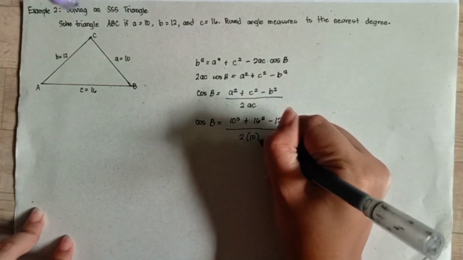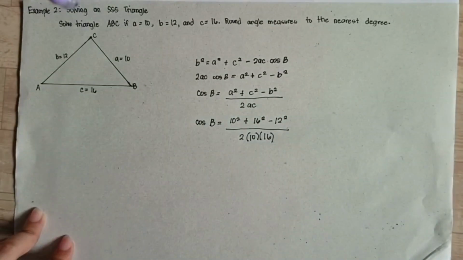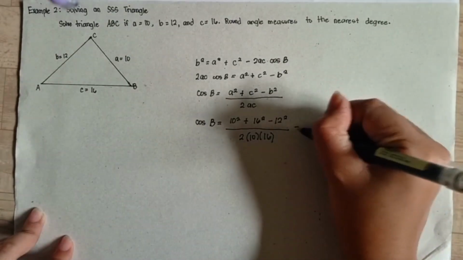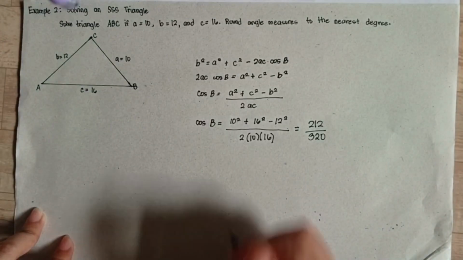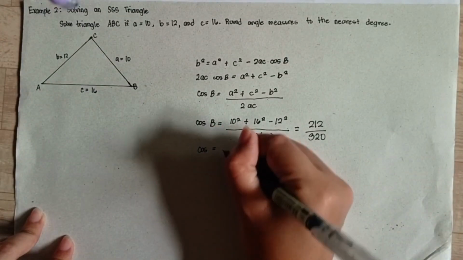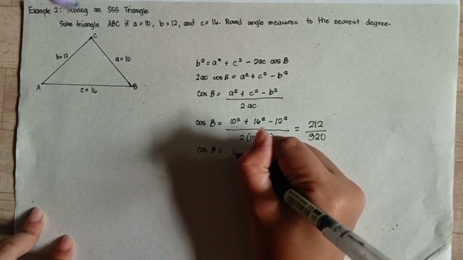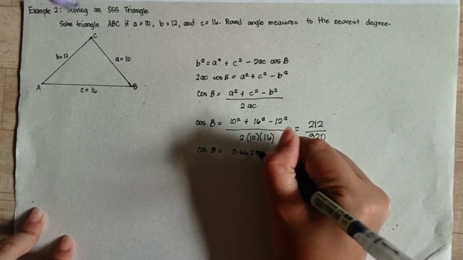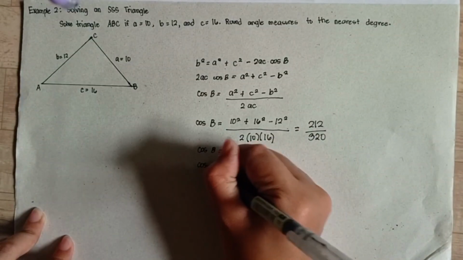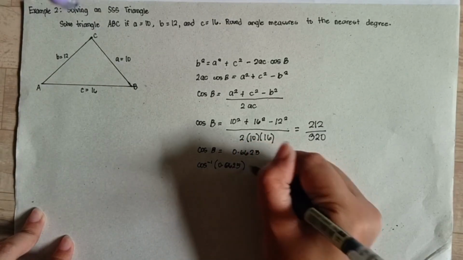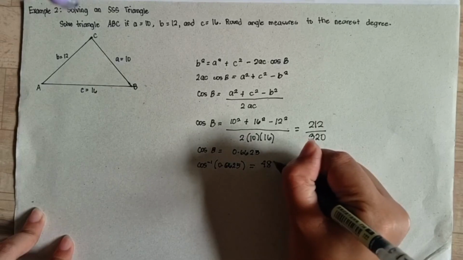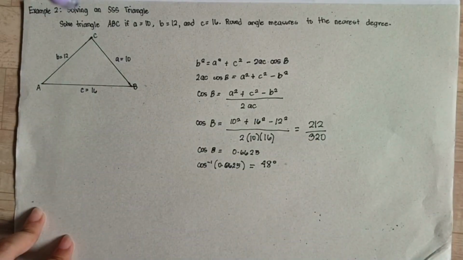We use the law of cosines formula. C squared equals A squared plus B squared minus 2AB cosine C. Now, substitute the given values. So it will be 10 squared plus 16 squared minus 12 squared over 2 times 10 times 16, and it will be 212 over 320. Then we simplify, and cosine B equals 0.6625.